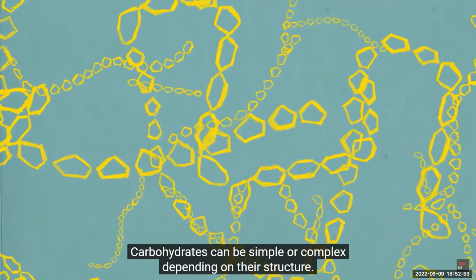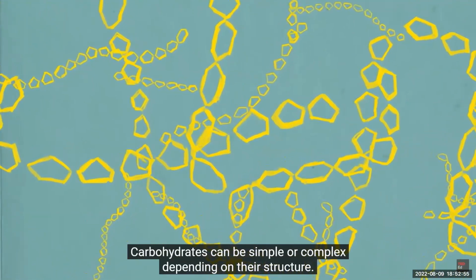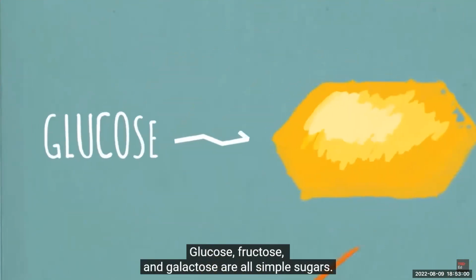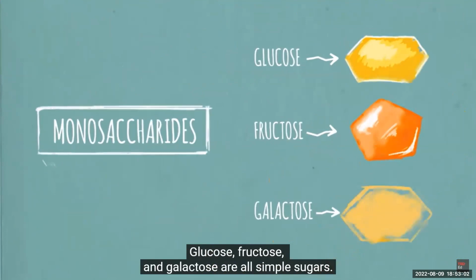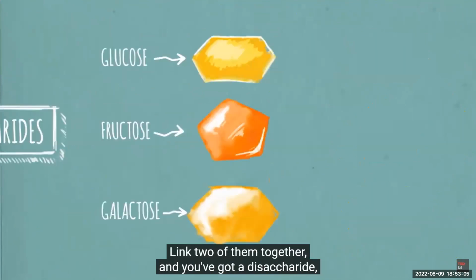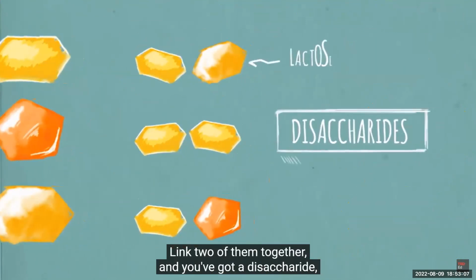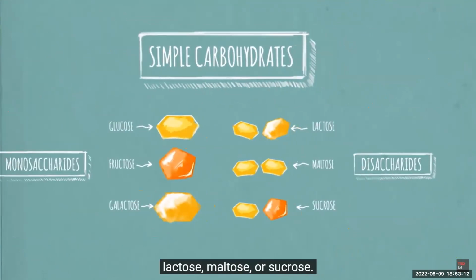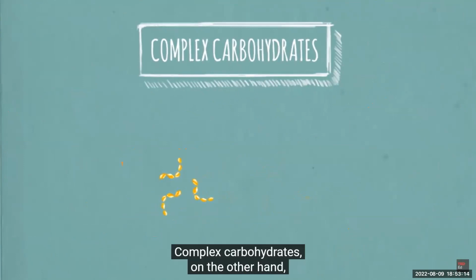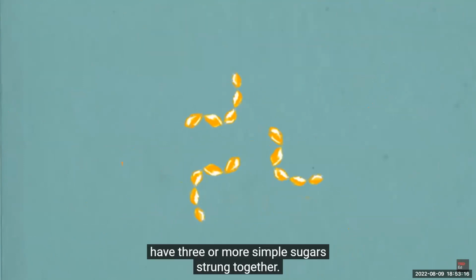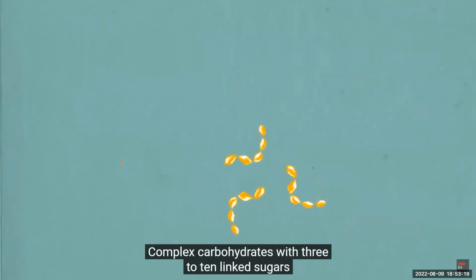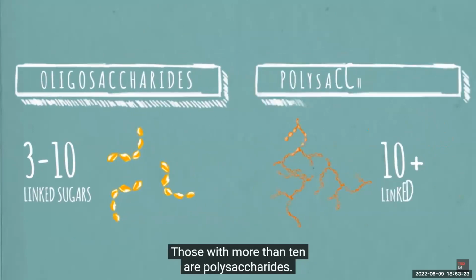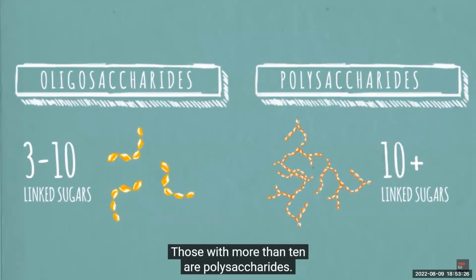Carbohydrates can be simple or complex, depending on their structure. This is a simple sugar, or monosaccharide. Glucose, fructose, and galactose are all simple sugars. Link two of them together, and you've got a disaccharide: lactose, maltose, or sucrose. Complex carbohydrates, on the other hand, have 3 or more simple sugars strung together. Complex carbohydrates with 3 to 10 linked sugars are oligosaccharides. Those with more than 10 are polysaccharides.